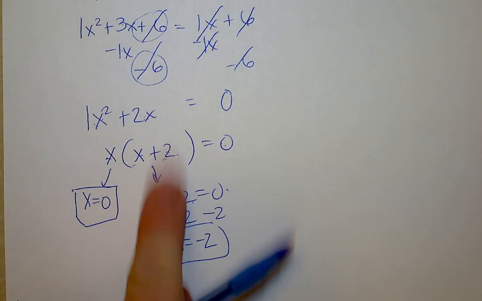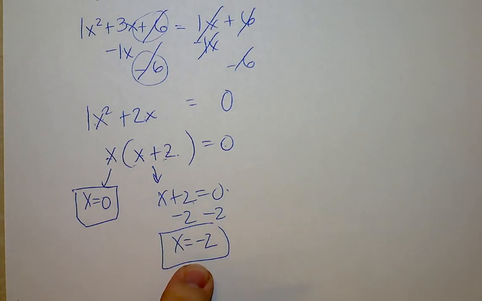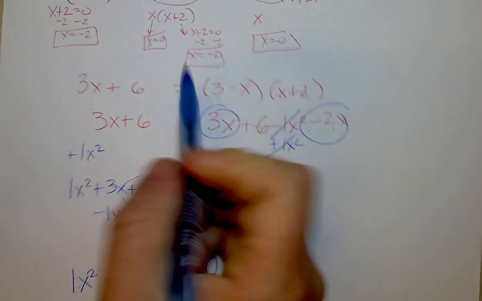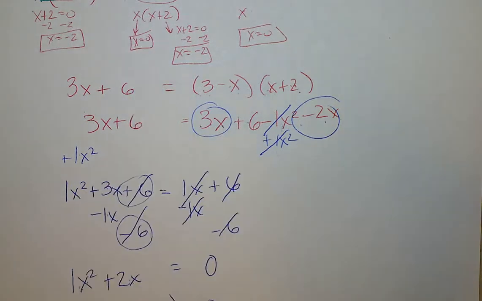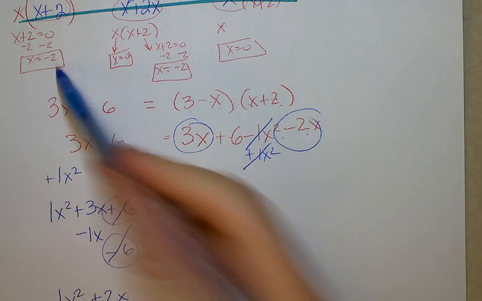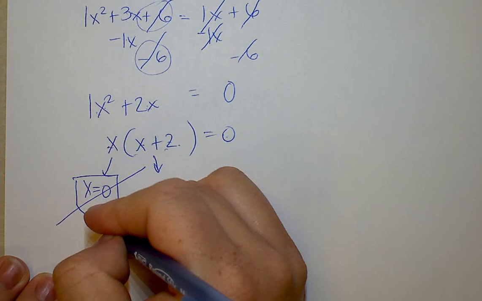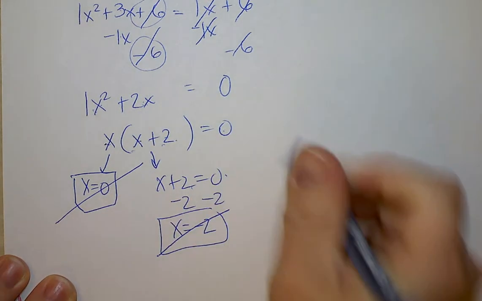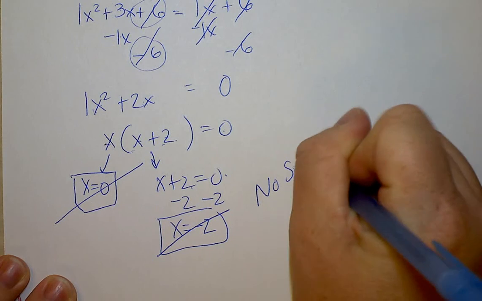I trust my algebra is correct, but remember, next you have to check to see if these are extraneous solutions. And we already know 0 is an extraneous solution, as is -2, which means this is an extraneous solution. It cannot be considered as an actual solution, and this can't be a solution. So this particular problem has no solution.